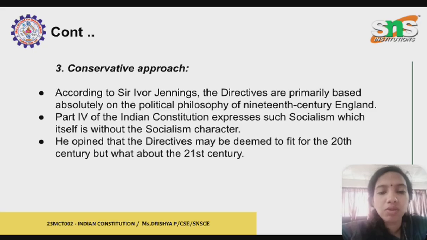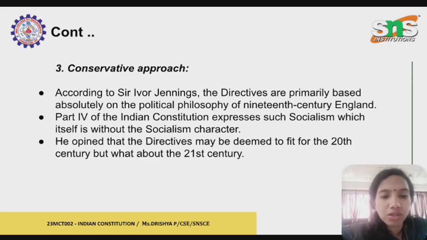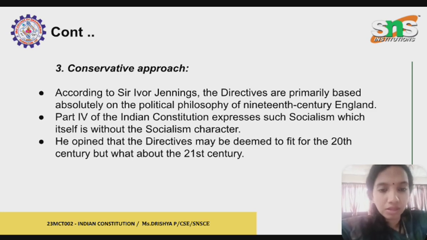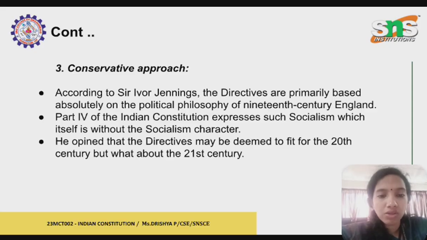Then the third one is the conservative approach. According to Sir Ivor Jennings, the directives are primarily based on the political philosophy of 19th century England. Part 4 of the Indian Constitution expresses such socialism, which itself is without socialist character. He opined that the directives may be deemed fit for the 20th century but not for the 21st century. So the conservative approach is related to socialism, according to Sir Ivor Jennings. This is adopted from the English Constitution.